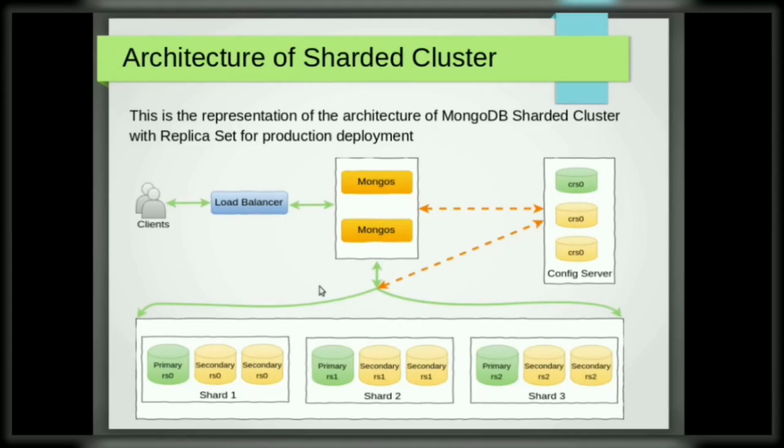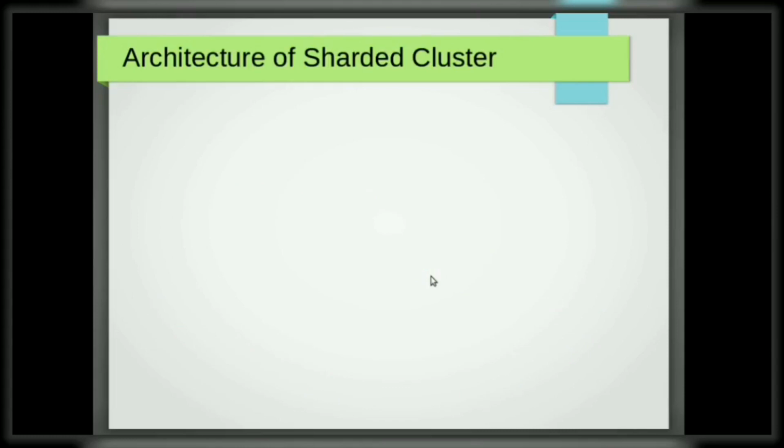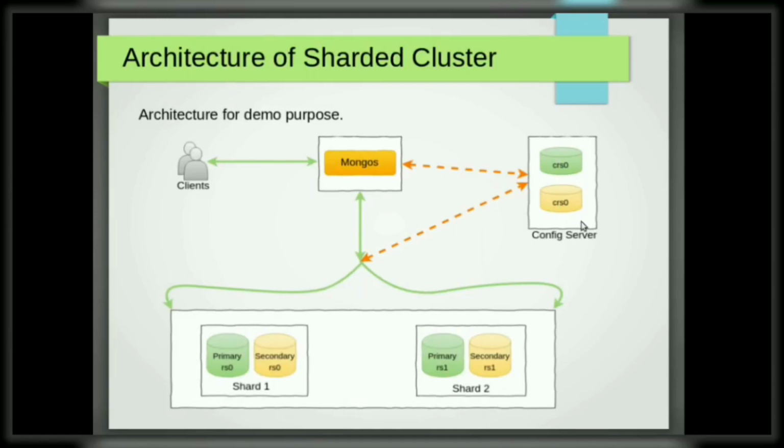And if I want to deploy the same architecture in my production environment, I would require 14 independent servers: 2 for Mongos, 3 for config servers and 9 for our shards. But since this is a demo session, I am not going to use that many servers. In this lecture, we will configure a sharded cluster with replica sets that contains 2 config servers, 2 shards with 2 servers in each replica set and 1 query router.